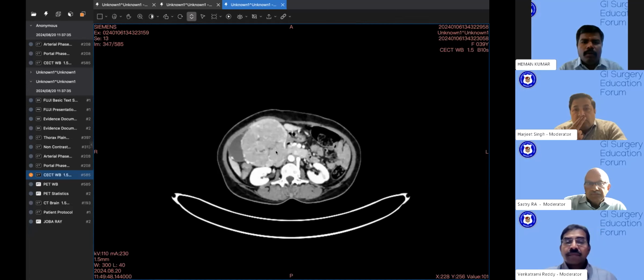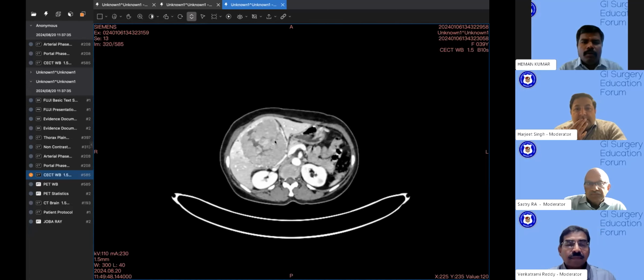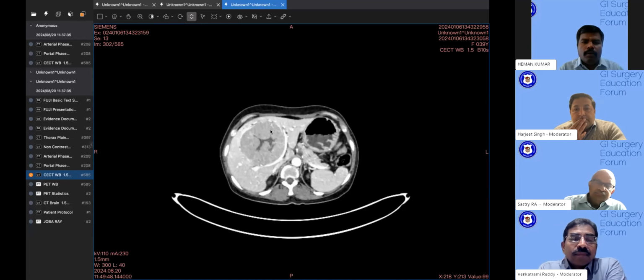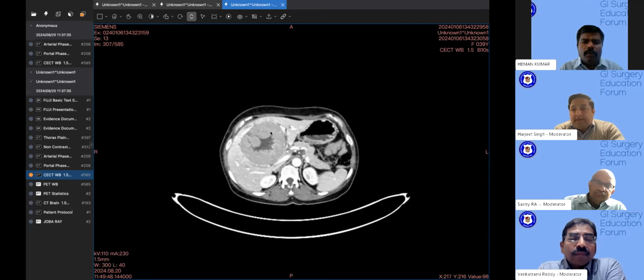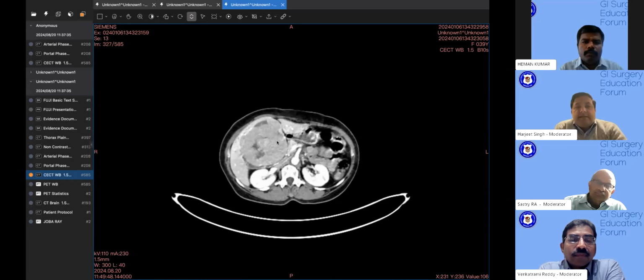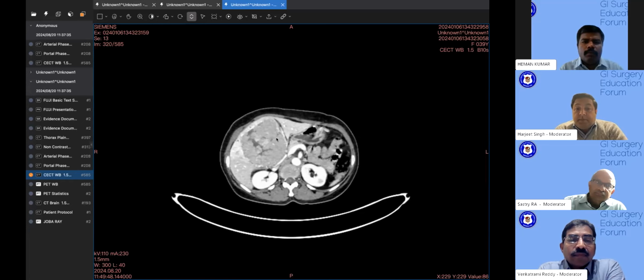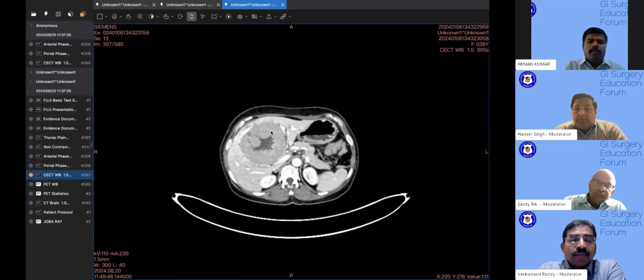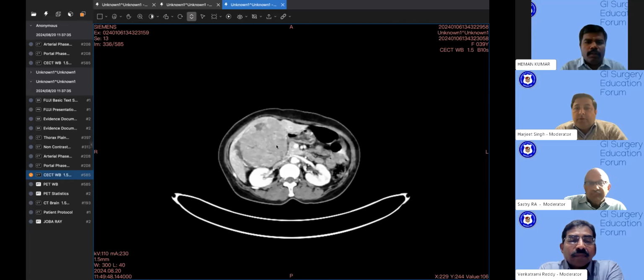So what is the relation of this mass with the major vessels? So you should also look for the resectability. Yes, sir, thinking about the angle of resectability in this patient. Mass is abutting the right portal vein, but it is not infiltrating the left portal vein. Where is the right portal vein? Can you point out?